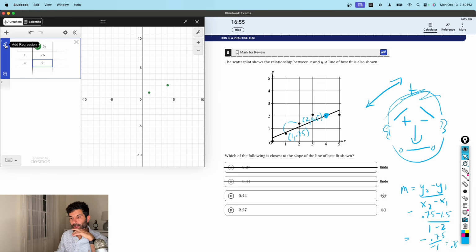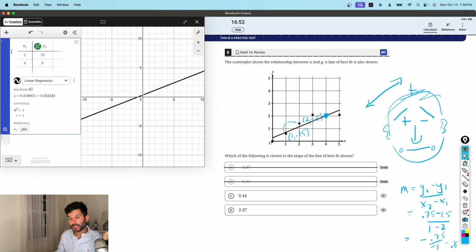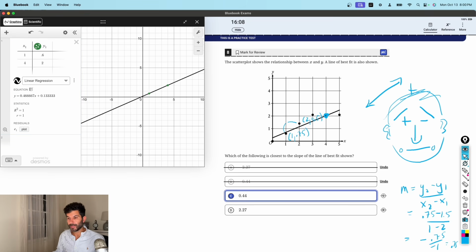That'll give me a y equals mx plus b. And you can see right there, I am 100% more confident that my answer is 0.44. I mean, I get Desmos to give me 0.416, 0.42 if we round to the nearest hundredth. In any event, you're looking at picking choice C for the answer.